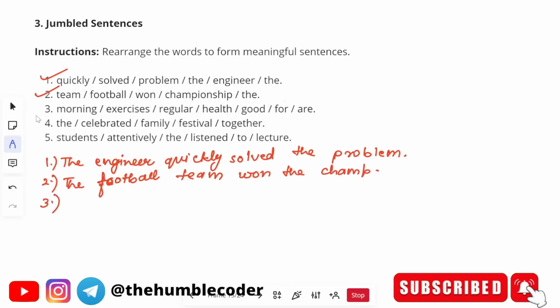Let's move on to the next one. Next one is "morning exercises, regular health, good for are." The answer for this is going to be, regular morning exercises are good for health. So this is the correct answer for this one.